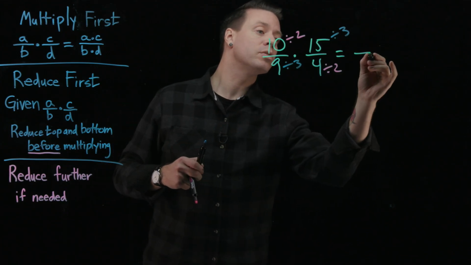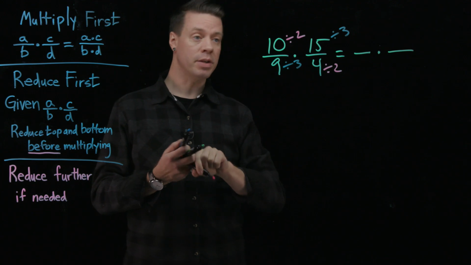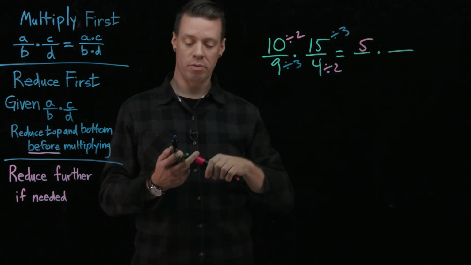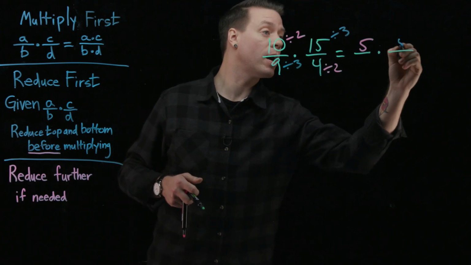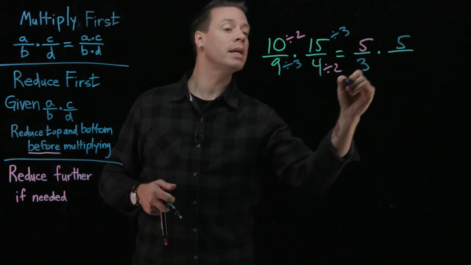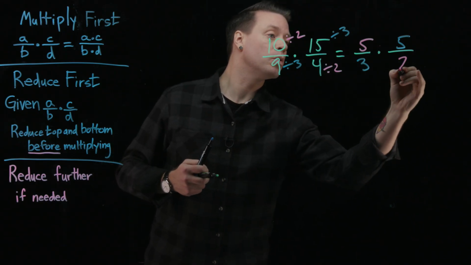This is then going to give us 2 new fractions. The 10 divided by the 2 is going to give us a 5. The 15 divided by 3 gives us a 5 again. The 9 divided by 3 is equal to 3. And finally, the 4 divided by 2 is equal to 2.